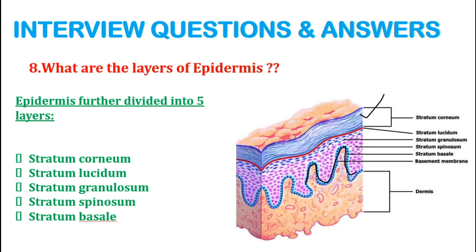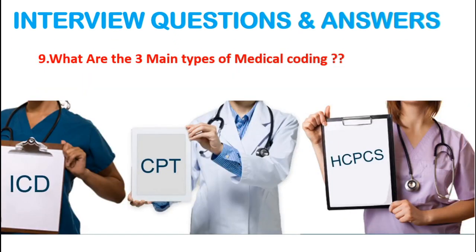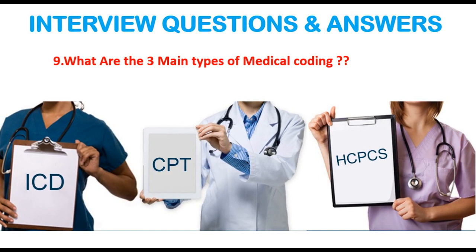I will show you another picture. The next question. What are the three main types of medical coding? ICD, CPT, HCPCS. The next question.